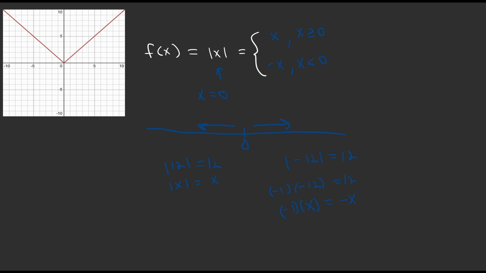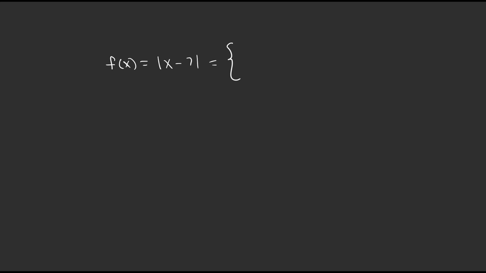When x is greater than or equal to 0, our function that we're going to use is x. However, when our x value is less than 0 or negative, the function we're going to be using is negative x. Now we're going to be looking at another example to make this a bit more clear. So now we have the function absolute value of x minus 7. Now as before, what I'm going to do is set what's inside of the absolute value function equal to 0.